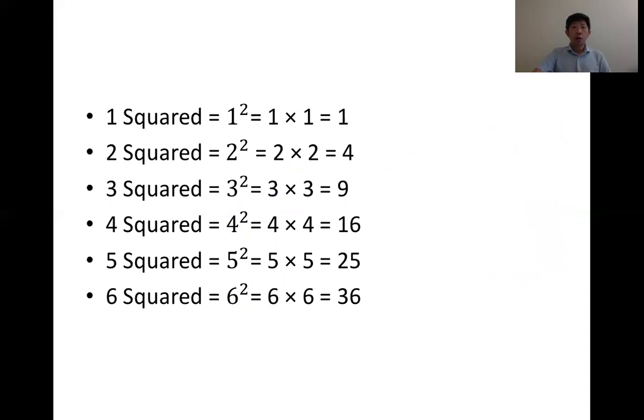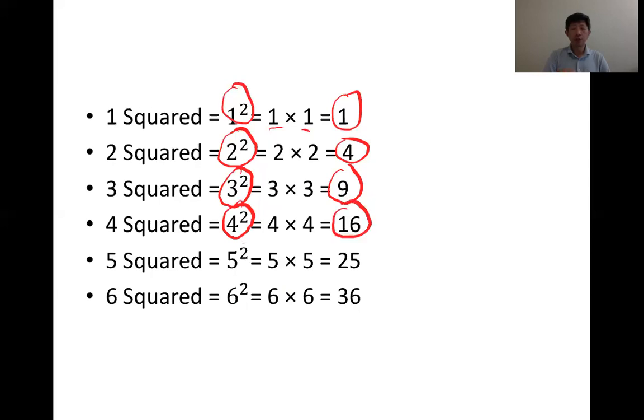Now 1 squared, which is 1 times 1, is equal to 1. 2 squared, which is 2 times 2, is equal to 4. 3 squared, which is 3 times 3, is equal to 9, right? 4 squared, 4 times 4, is equal to 16. 5 squared, 5 times 5, 25. 6 squared, which is 6 times 6, is equal to 36, right? So we find a square.